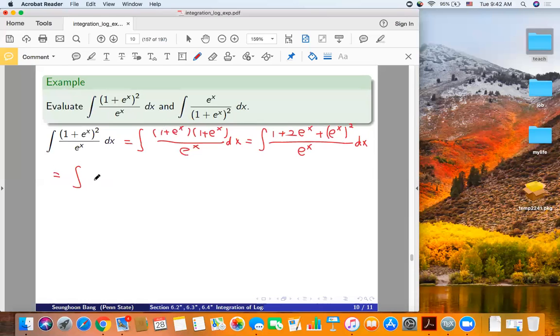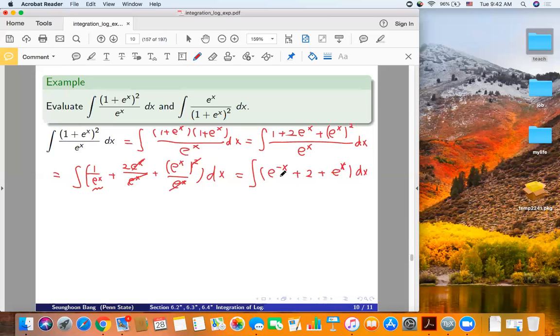So next, you have to split: 1 over e to the x plus 2e to the x over e to the x plus e to the x squared over e to the x. You have to cancel. The integral is 1 over e to the x, which is exactly e to the negative x, plus the second is only 2, plus the last one is e to the x dx.